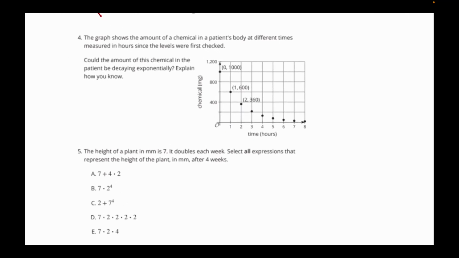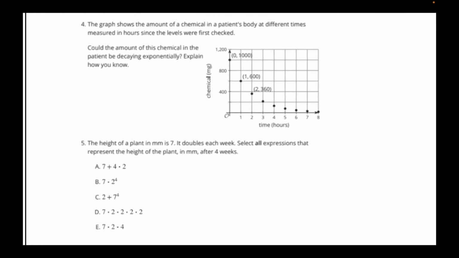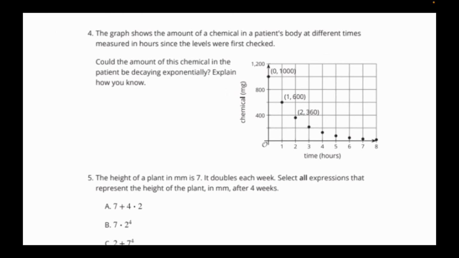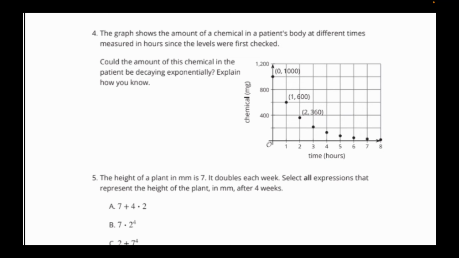Now that brings us to question 4. This one shows the amount of a chemical in a patient's body at different times, in hours since the level was checked. Could the amount be decaying exponentially, and explain how you know? They do give us numbers, and we are going to check our growth factor. We're basically going to work with the 1,000, the 600, and the 360.